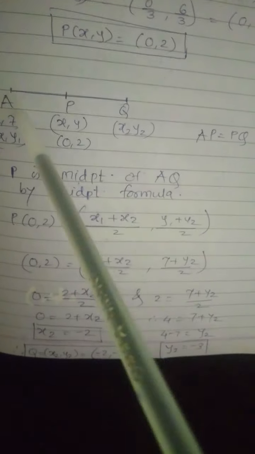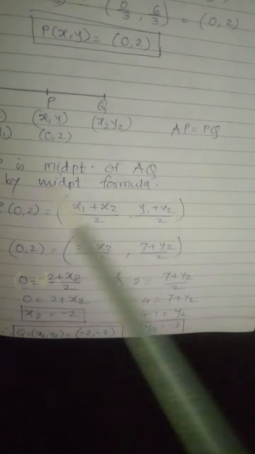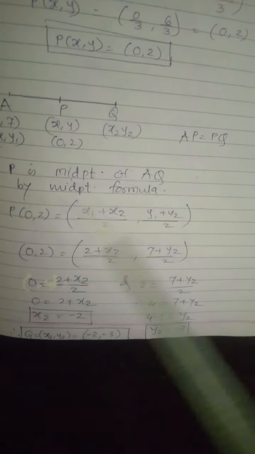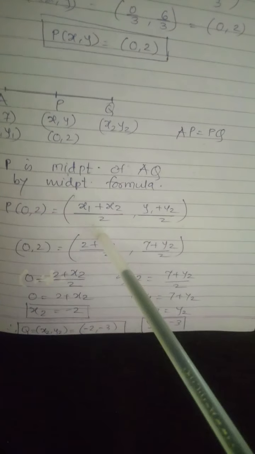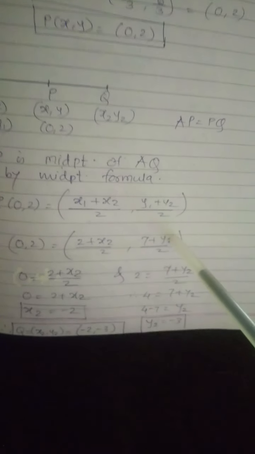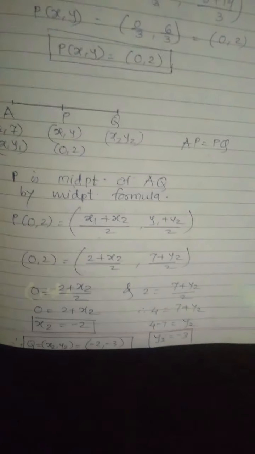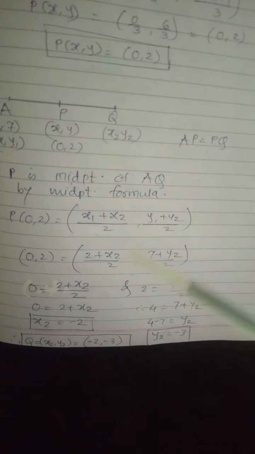So in this figure again, P is the midpoint of AQ, so AP is equal to PQ, and so we are using here the midpoint formula. So you know that P(x, y) is equal to ((x1 + x2)/2, (y1 + y2)/2). Here we have to put down the values of x1 and x2.